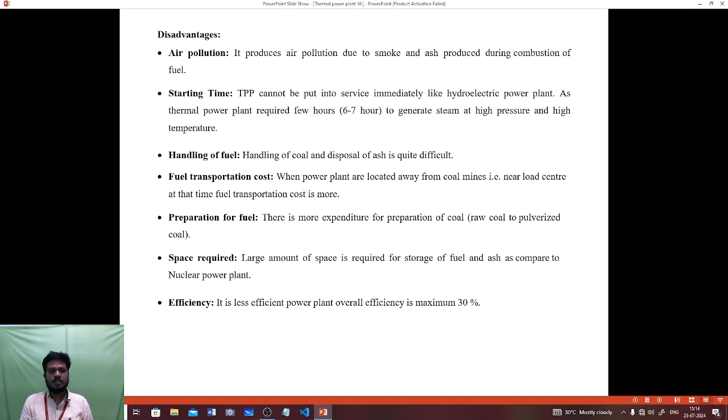Next, space required. A large amount of space is required for the storage of fuel and ash as compared to the nuclear power plant. Next, the efficiency. It is a less efficient power plant. Overall efficiency is a maximum of 30%.